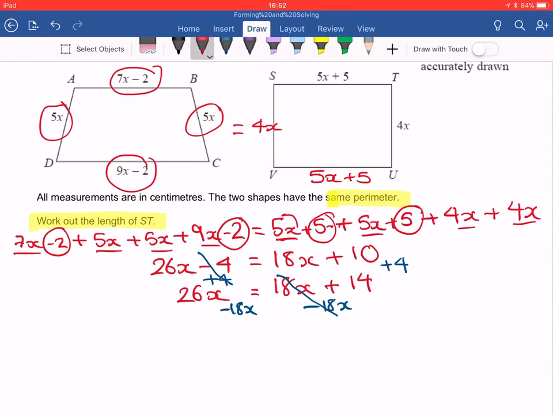All right, so 26x, take away 18x on this side will give us? 8, maybe. So maybe 8x on that side. And then what are we left with on the right-hand side? Just the 14. Okay, and then final step. Divide both sides by 8. So if we just do 14 over 8, and so x, when we work that out, is equal to 1.75.